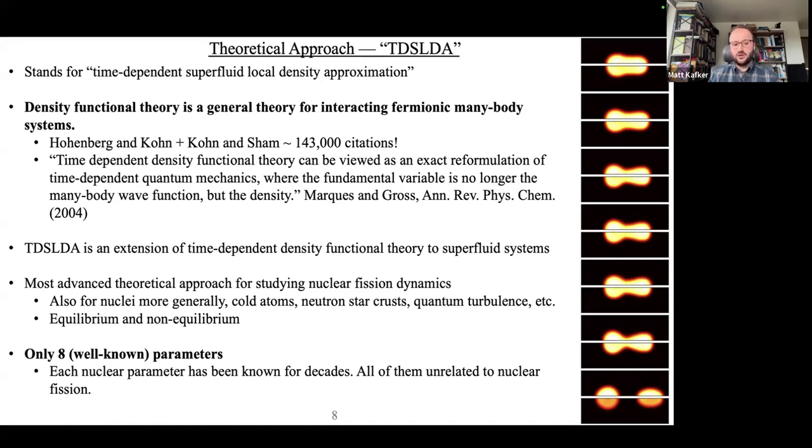It can also be used to study nuclei more generally at low energies, as well as cold atom systems, the crust of neutron stars, quantum turbulence, etc. And for all of them but quantum turbulence, you can study this in equilibrium and out of equilibrium. So it's a very flexible theoretical technique, and it relies on only 8 parameters from nuclear physics, all of which have been known for decades, and none of them were derived in the context of nuclear fission.